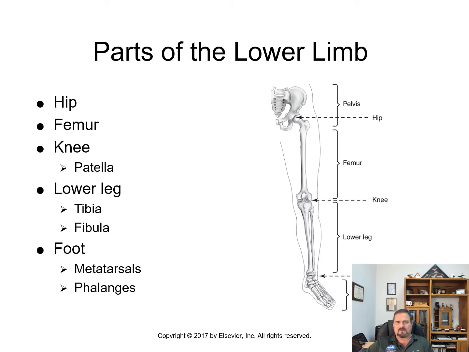All right, so parts of the lower limb to include the hip, the femur, the knee, which is also known as the patella, lower leg to include the tibia and fibula, the foot to include the metatarsals and the phalanges. This diagram shows us the locations of each one of those. We have the pelvis. Here is your hip, what is considered the hip joint, which is the greater trochanter of the femur. There's the entire femur, the knee, the lower leg, and let's get rid of me for just a second. Okay, the ankle and the foot being built up of the metatarsals and the phalanges.